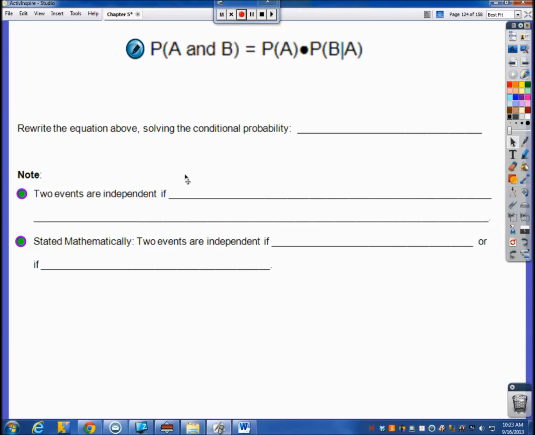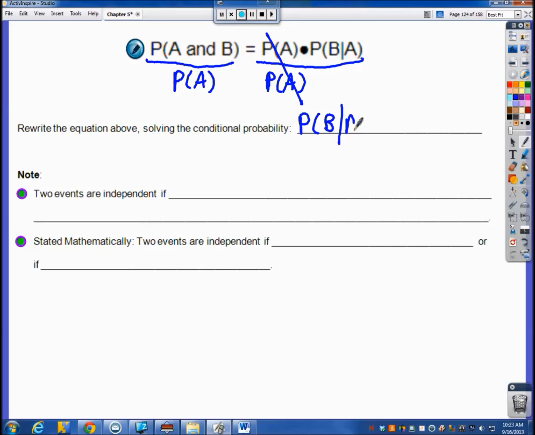Rewrite the equation above, solving for the conditional probability. So you don't necessarily have to do this, but if I wanted to figure out what this was, then what I could do is divide both sides by the probability of A, so that that goes away. So if I wanted to know just what is the probability of B given A, well, if I knew what the probability of A and B was, and if I knew what the probability of just A was by itself, I could divide those two probabilities, and that would give me the probability of B occurring, given A has occurred.